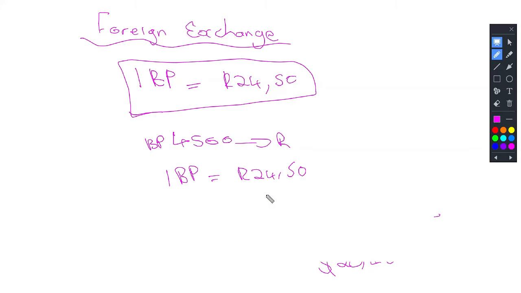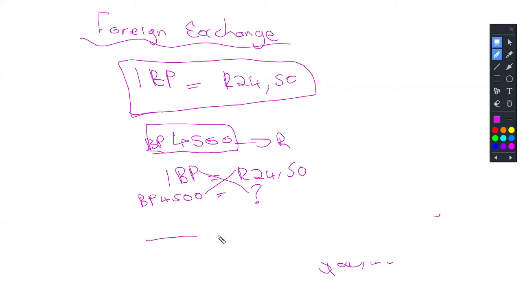And then from there, you look at what you are given. You are given British pounds. You cannot put British pounds under rands. These are not the very same factors. So I'm going to put it here. So I'm going to say British pounds, 4,500 like this. And then I do not know what it gives me in rands. So what do I do? I cross multiply.